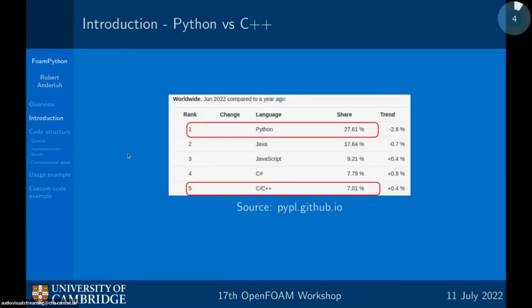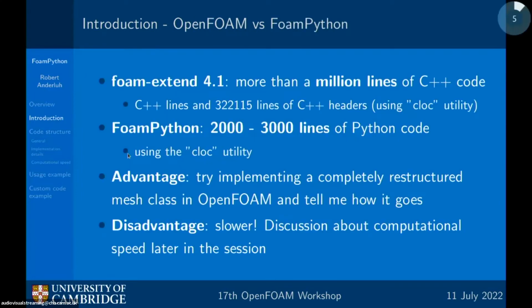So just a little comment on Python versus C++. This is a screenshot from a website that says that of the software developers prompted, 27% said that they use Python primarily as their work language, and 7% said that they use C or C++. So obviously there is a difference in popularity there. And basically the same as I said already.